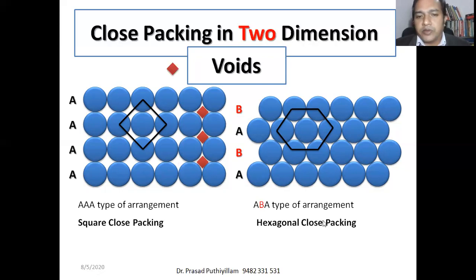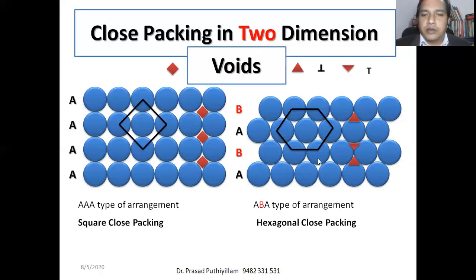In case of hexagonal close packing, we have two types of voids. One looks like a triangle, and the other one also looks like a triangle. But the difference is that here it is arranged as a T-type triangle, whereas the other one is an inverted T-type arrangement. So these are the voids present in square close packing and hexagonal close packing in 2 dimension.